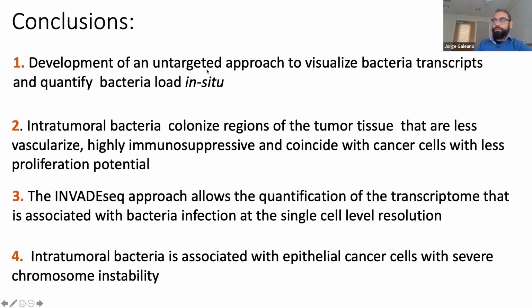So we developed a new approach to visualize different bacterial communities in the tumor tissue, and by using DSP analysis, bacteria seem to colonize regions of the tumor that are highly immunosuppressed, have lower vasculature, and are hypoxic, and they coincide with cancer cells that have higher metastatic potential.